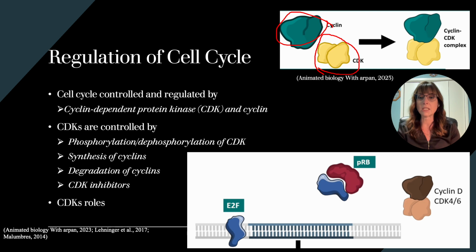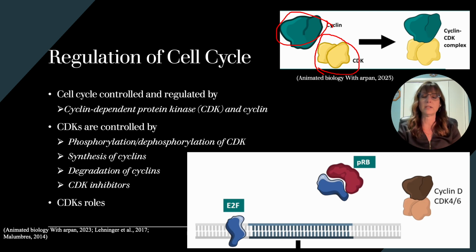So how are CDKs controlled? Well, first, there has to be a dephosphorylation and a phosphorylation of the actual cyclin-dependent kinase. We have to control the synthesis and degradation of the cyclins. And then lastly, there are some inhibitors that will stop CDK from doing its job.